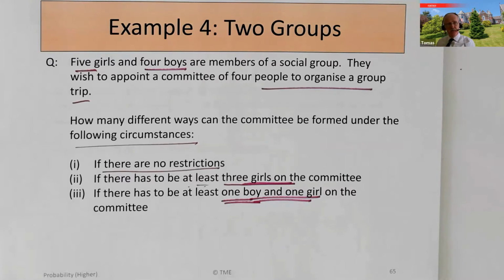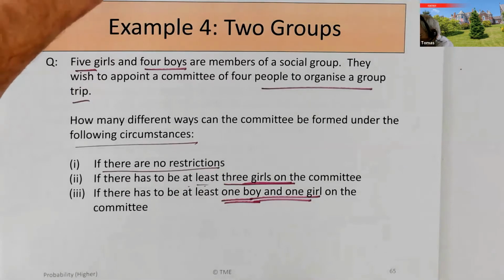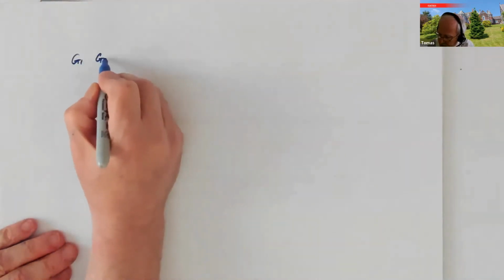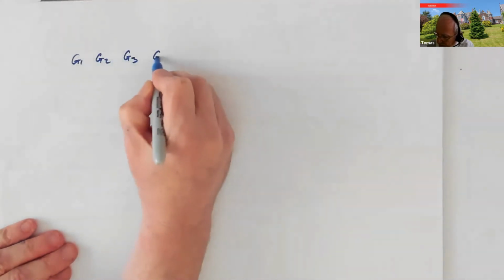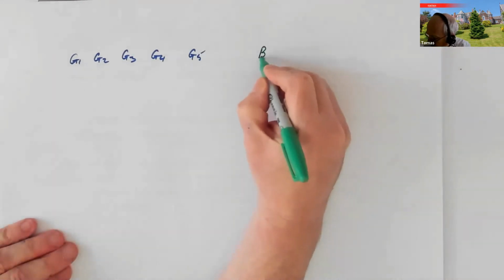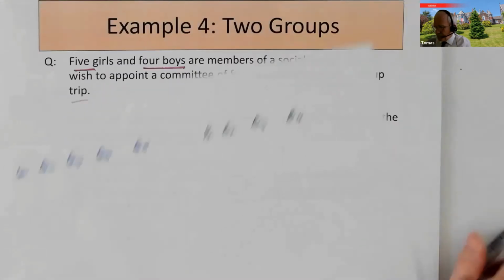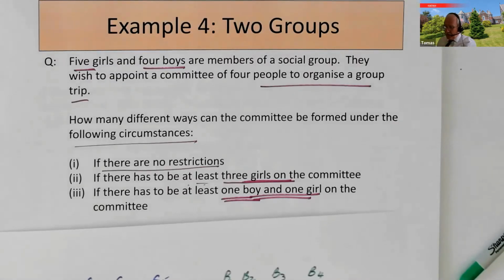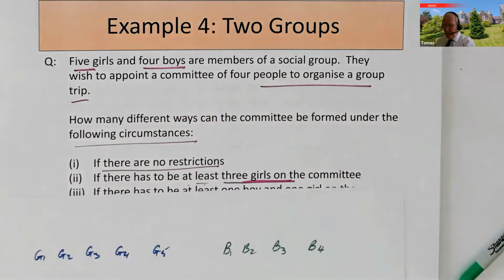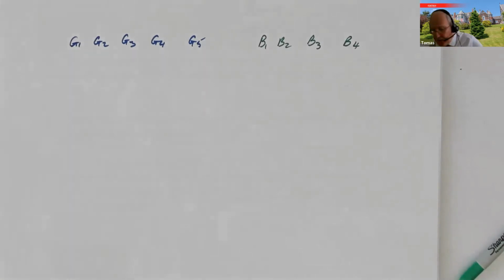Five girls, 4 boys, making committees. Girl 1, girl 2, girl 3, girl 4, girl 5. Boy 1, boy 2, boy 3, and boy 4. They wish to appoint a committee of 4 people.